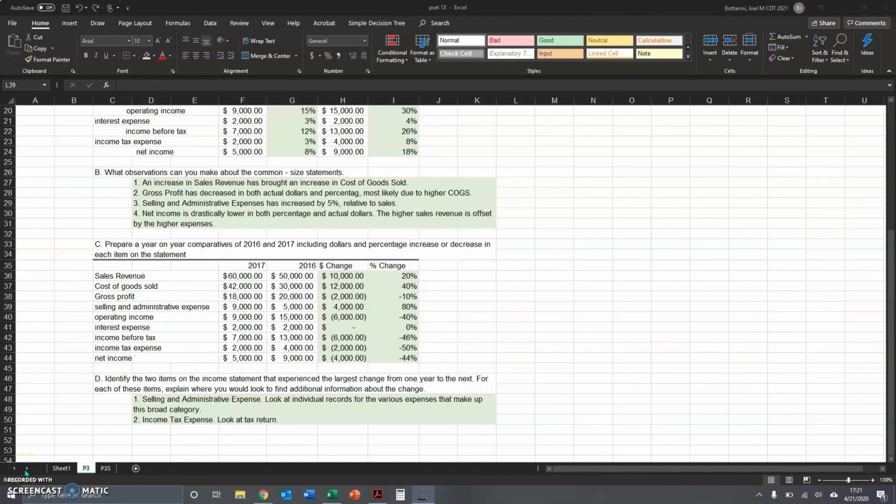The next largest percentage change that we see from 2016 to 2017 is in the income tax expense, which decreased by 50%. This was most likely due to the lower income that we had before tax in year 2017. And to find more specifics about this particular item, we would have to look at the tax returns that we have on file from years 2016 and 2017.